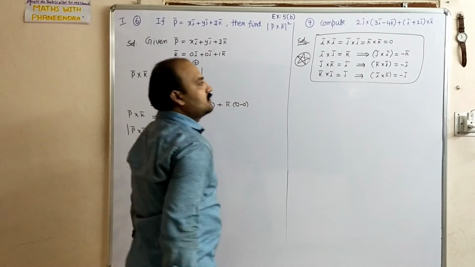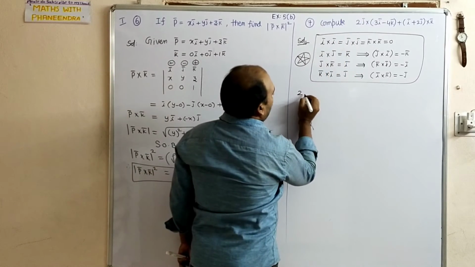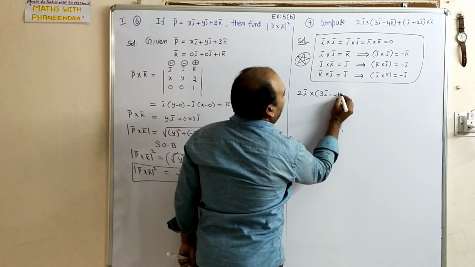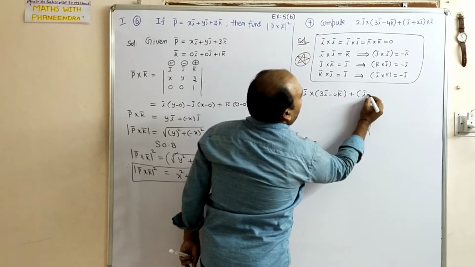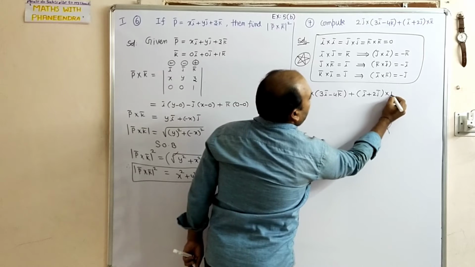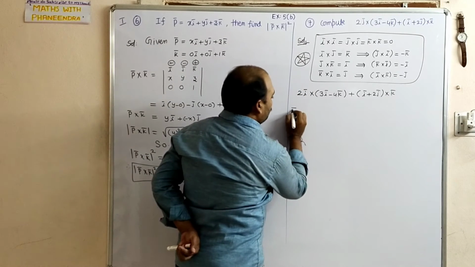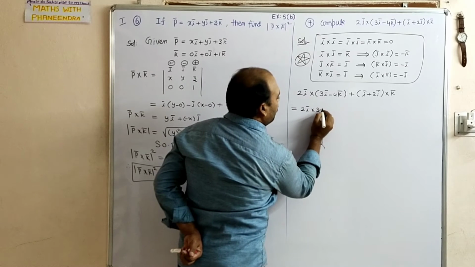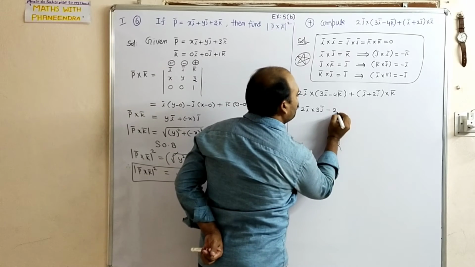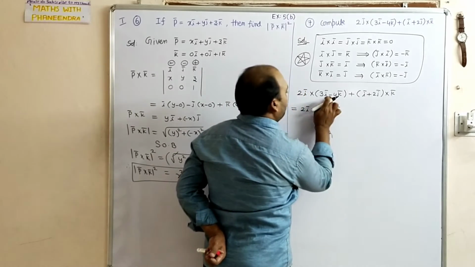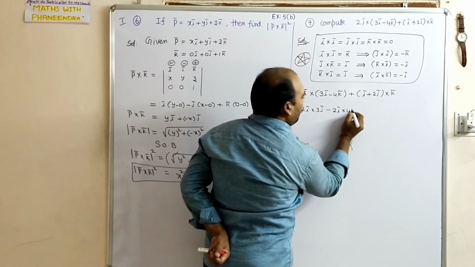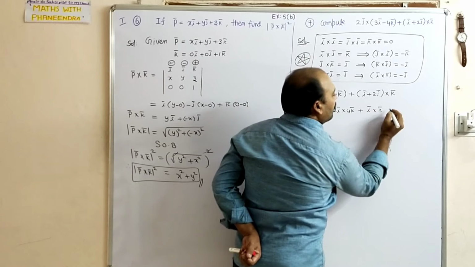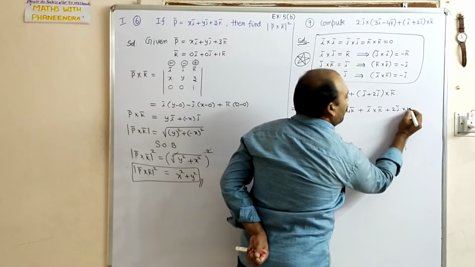I am going to apply these things. Now consider the given question: 2i cross 3j minus 4k plus i plus 2j cross k, which is equal to, actual multiplication first you do it, 2i cross 3j minus 2i cross 4k plus i bar cross k bar plus 2j cross k bar.